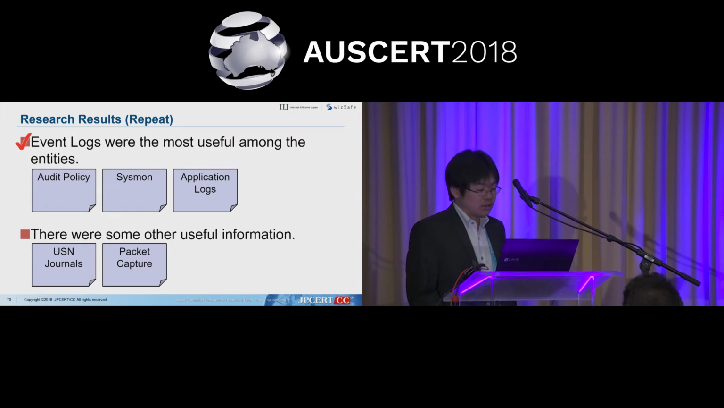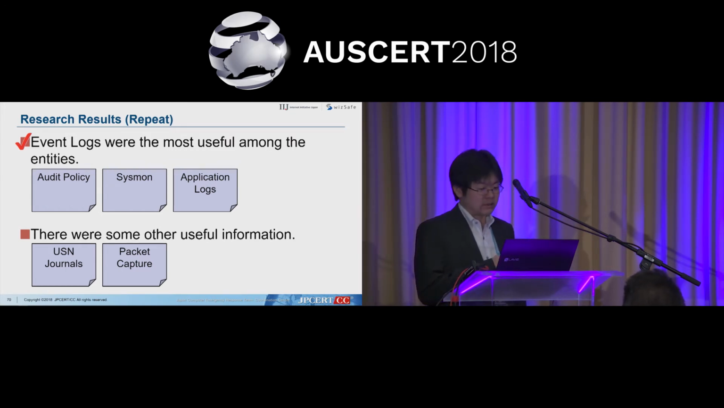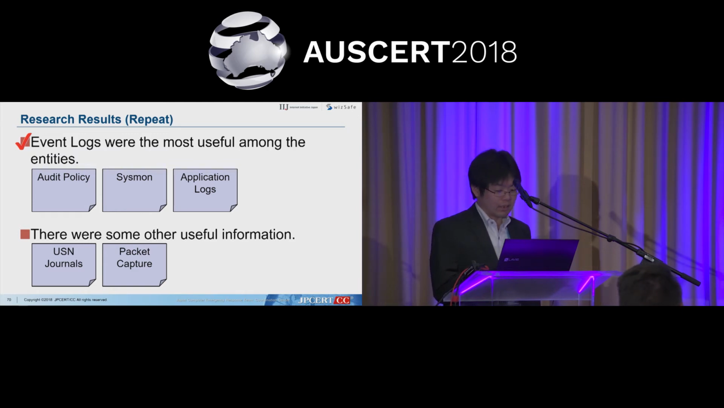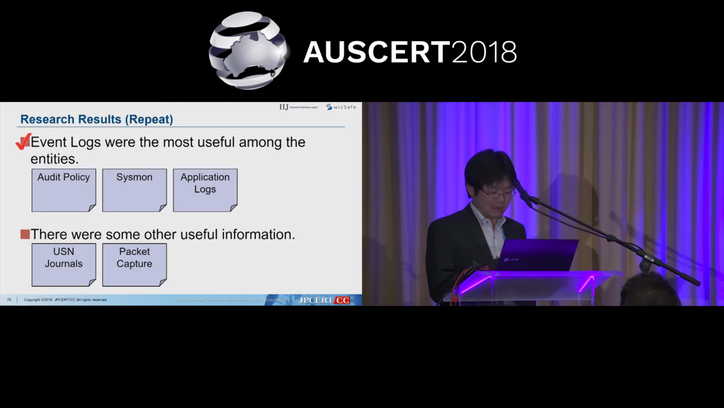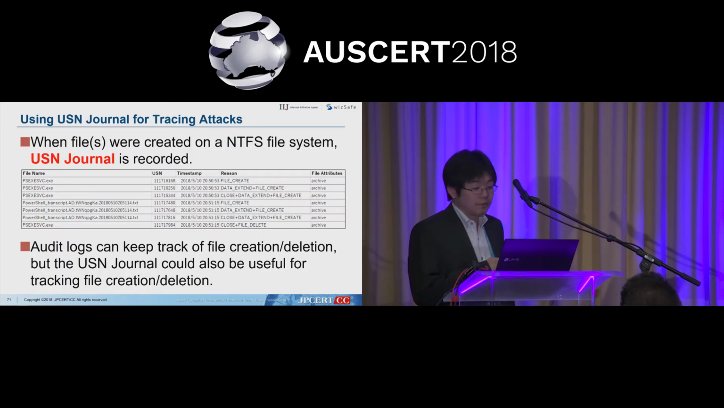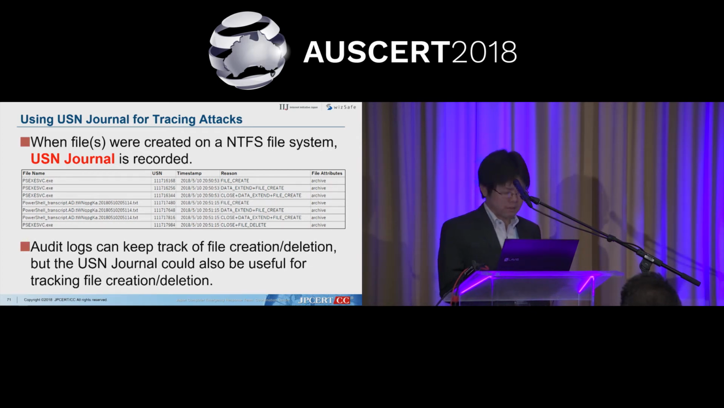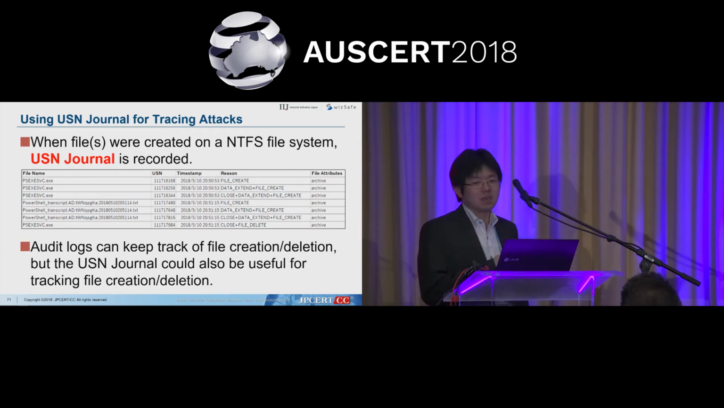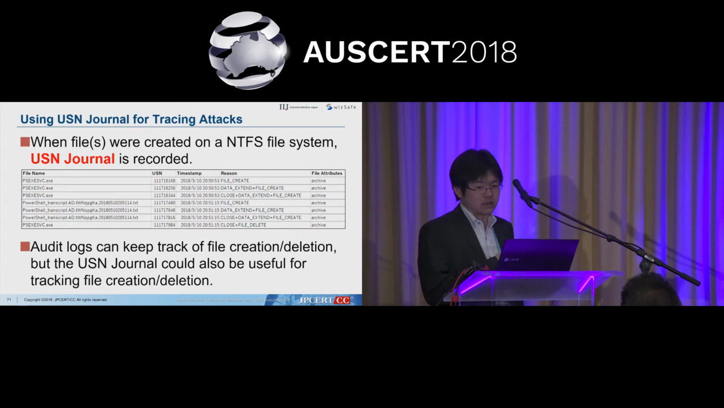So up to here, I've talked about the event logs. For the rest of the presentation, I'm going to quickly speak about two other useful sources of information, the USN journals and packet captures. The USN journal is recorded when files are created, deleted, or modified on an NTFS file system. And it looks like this when you export it to a text file.